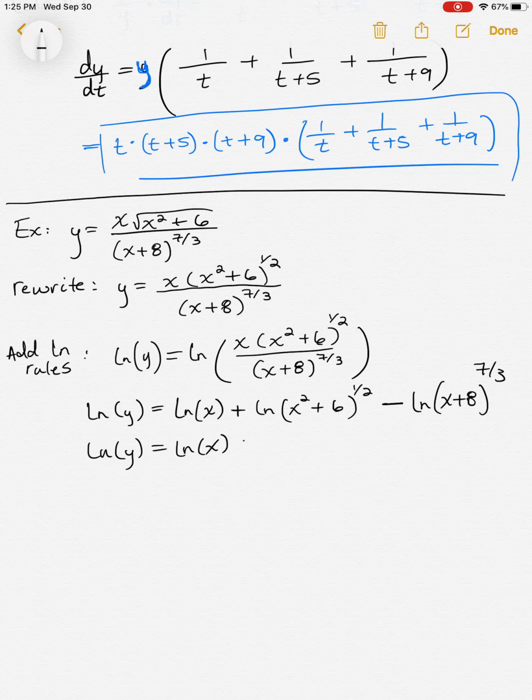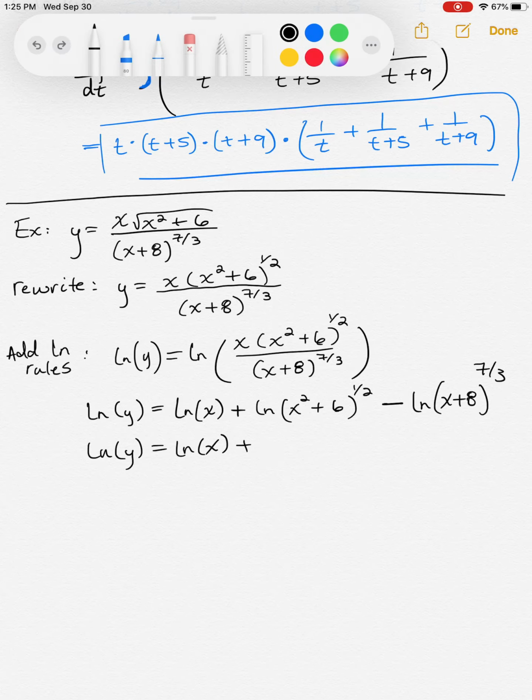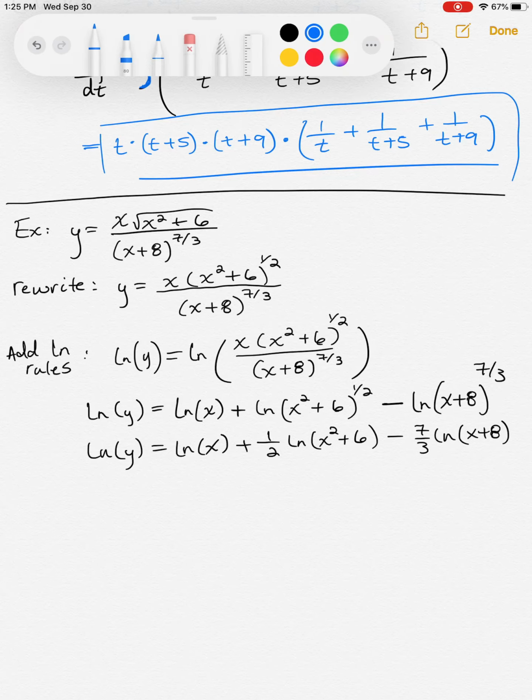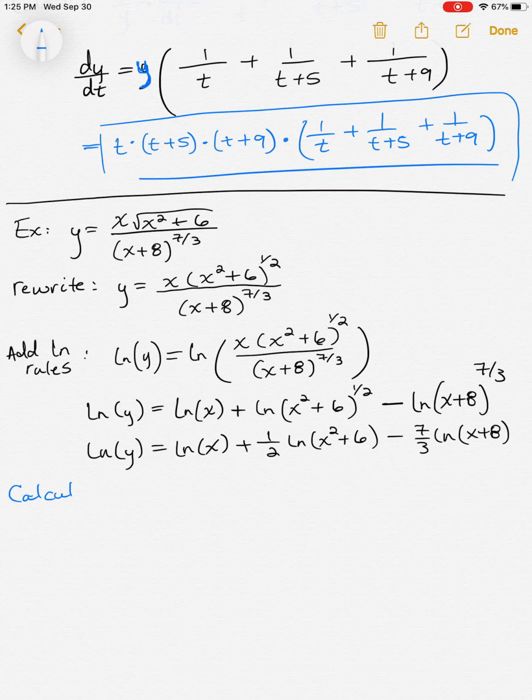All right, apply the log property one more time to bring those powers down as factors in the front. Natural log of x plus 1/2 natural log of x squared plus 6 minus 7/3 natural log x plus 8. All right, catch this with me. Time to do the calculus. Calculus is the easy part. Take this derivative, both sides. Apply implicit differentiation.